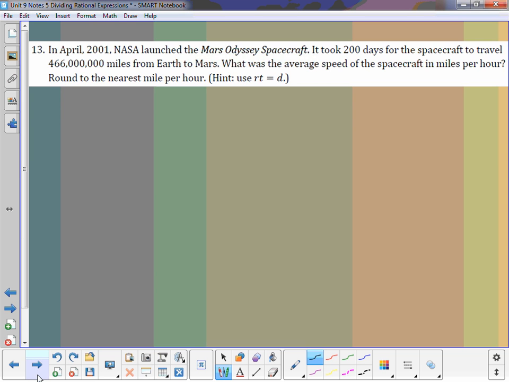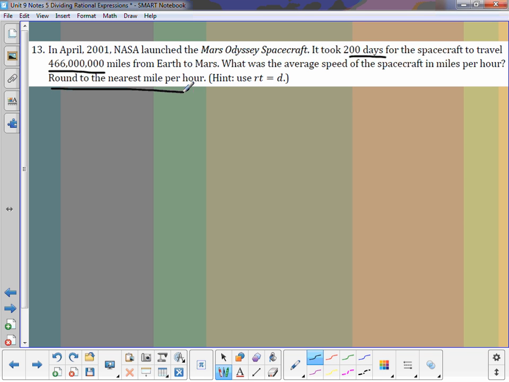Now let's take a look at some of these word problems. So in April of 2001, NASA launched the Mars Odyssey spacecraft. It took 200 days for the spacecraft to travel 466 million miles from Earth to Mars. What is the average speed in miles per hour? Round to the nearest miles per hour.